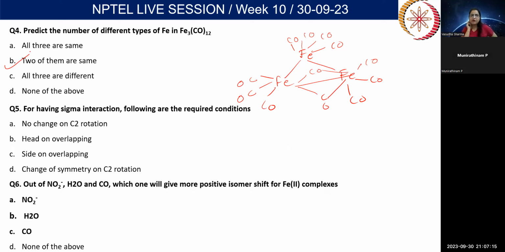Now tell me, for having sigma interaction, the following are the required conditions. No change in the symmetry on C2 rotation. There should be head-on overlapping. There should be side-on overlapping. Change of symmetry on C2 rotation. So which of the following options are correct?